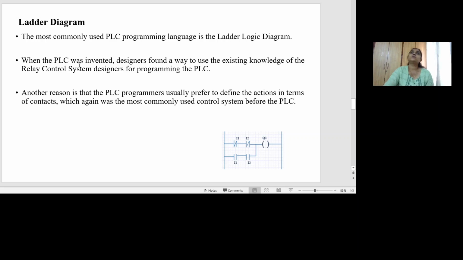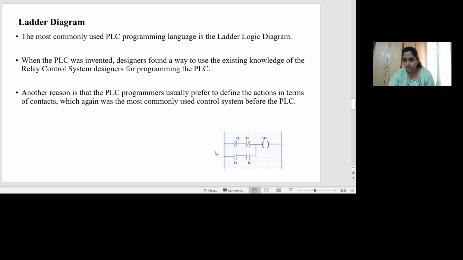The rungs and rails are the fundamental parts used in ladder diagram language. The rails correspond to the power rails. There are two power rails. Here you can see I have shown a ladder diagram in the slide.